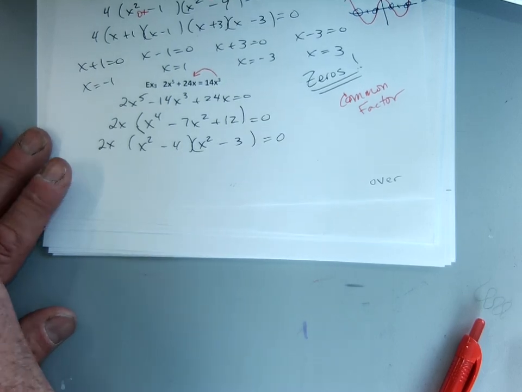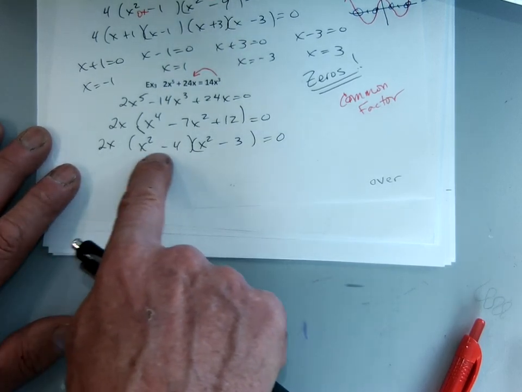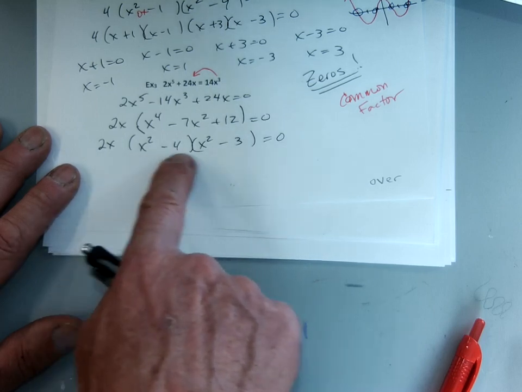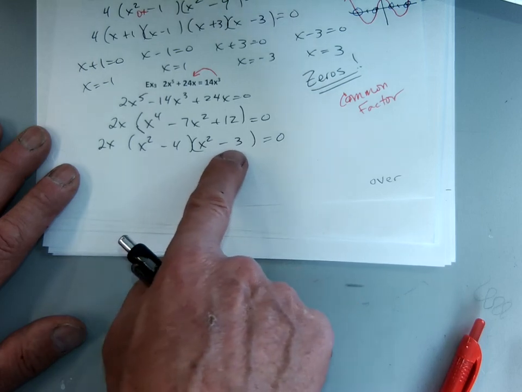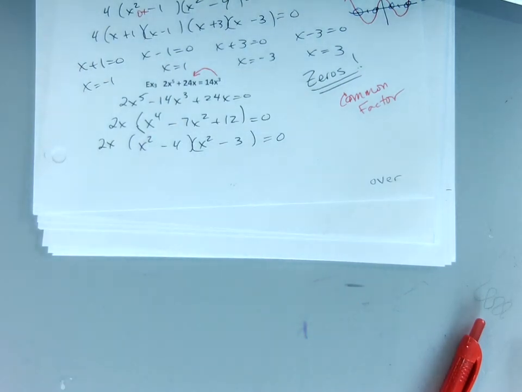Yes, that's exactly right. Now, I can factor this x squared minus 4 again, but I cannot factor the x squared minus 3. I could, but it would be an x plus the square root of 3, x minus the square root of 3, but you're not going to see that, are you? But we're going to get that answer by solving it. All right, so let me keep going.